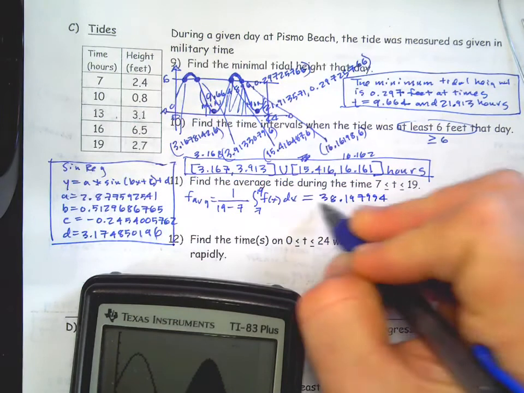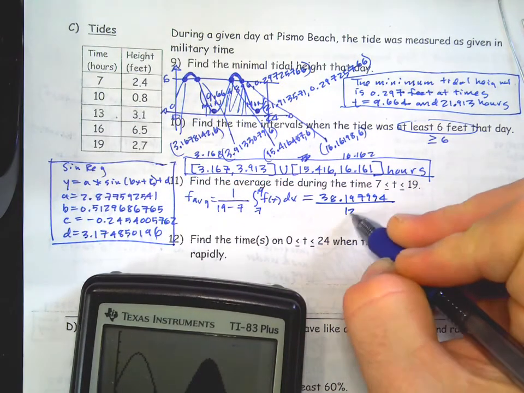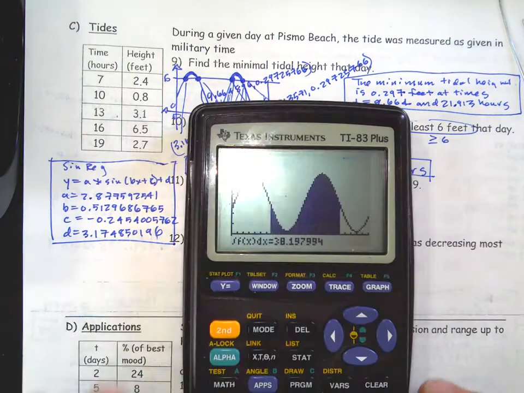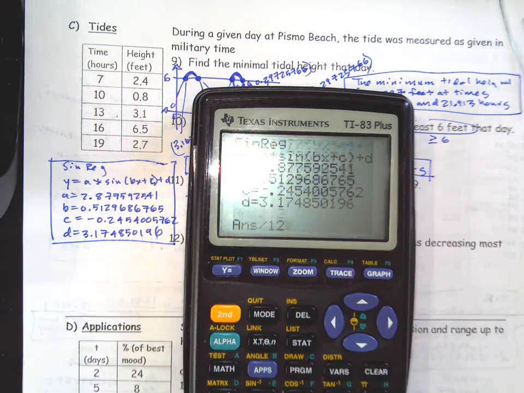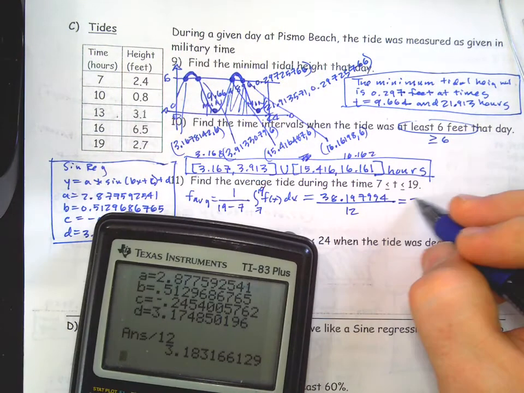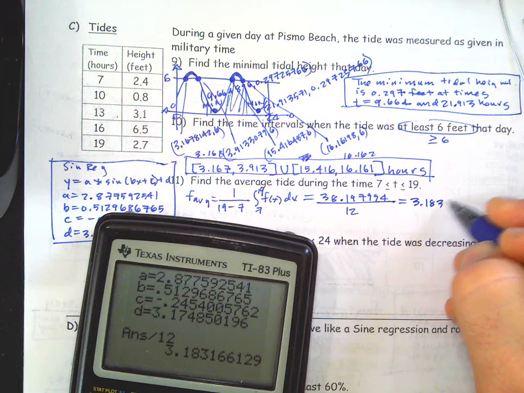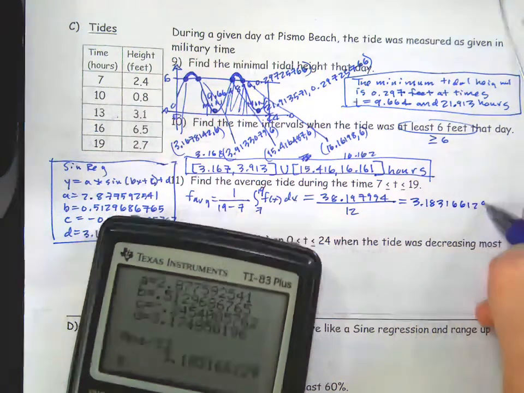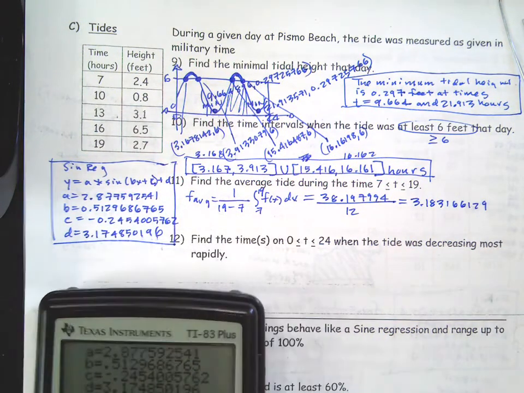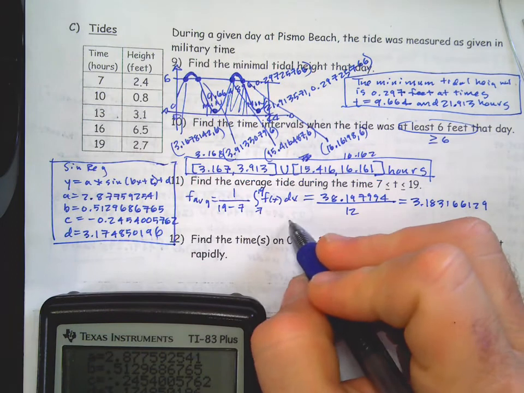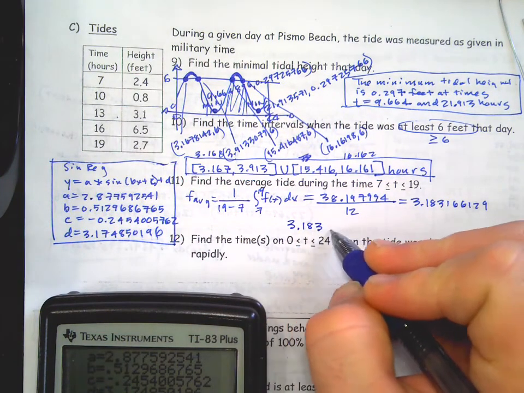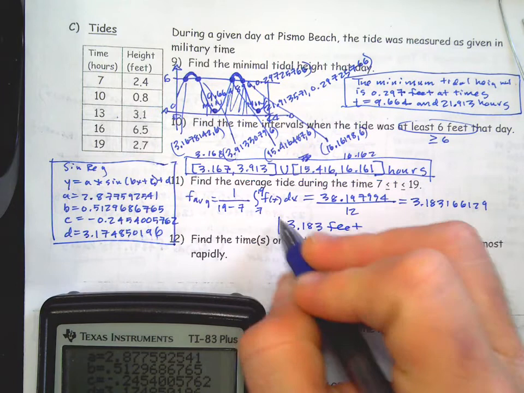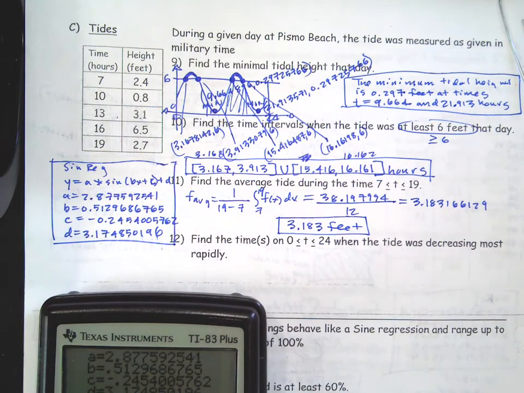38.1979994. And then we got to divide by 12. So we could say divided by, and it says you want to divide the answer from that calculation by 12? There you go. 3.183166129. Okay, so the answer is 3.183, and the units are feet, right? Rounded or truncated to three decimals, it actually comes out the same.